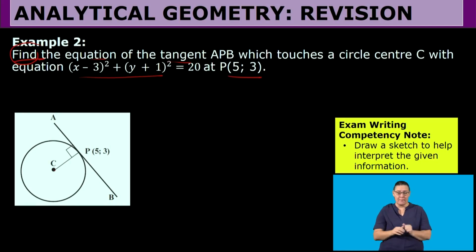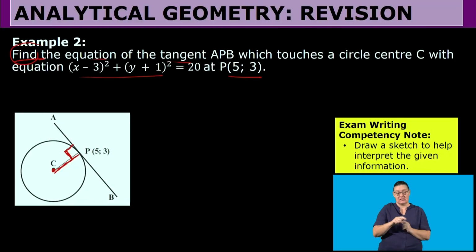The important thing that we need to remember, when a circle and a tangent meet and the line drawn from the center of the circle meets the tangent, the radius is perpendicular to the tangent. That's an important bit of information. Radius perpendicular to tangent at the point of contact. Why is that important? Because it gives us information about the gradient. Because if those two lines are perpendicular, then it means the product of the gradients is equal to -1. So that's going to be the bit of information that helps us to work out the gradient of tangent APB.